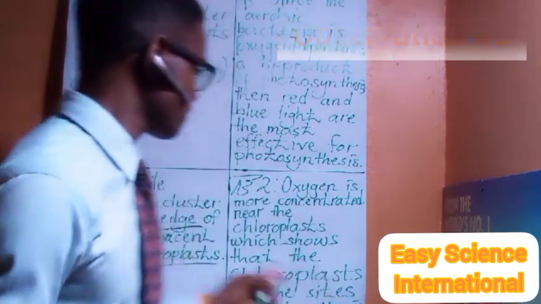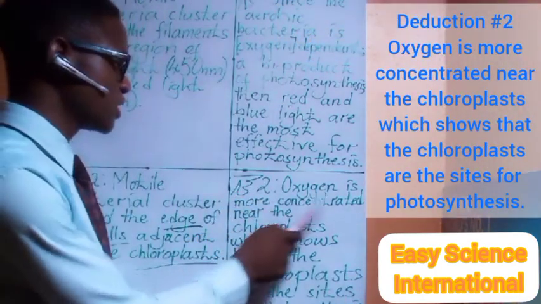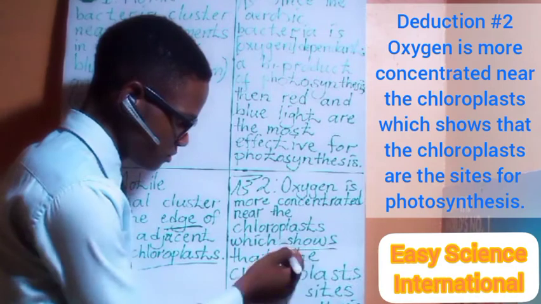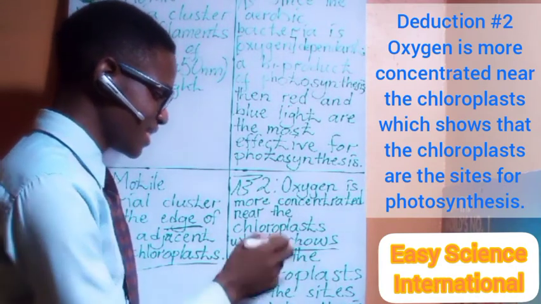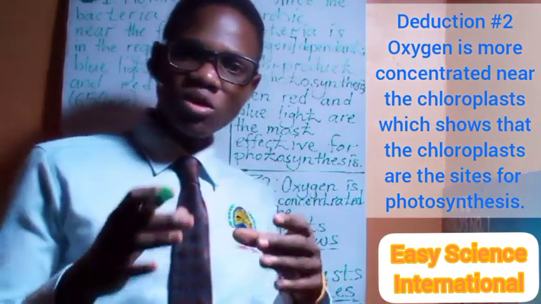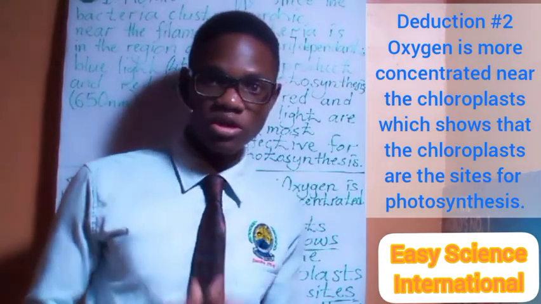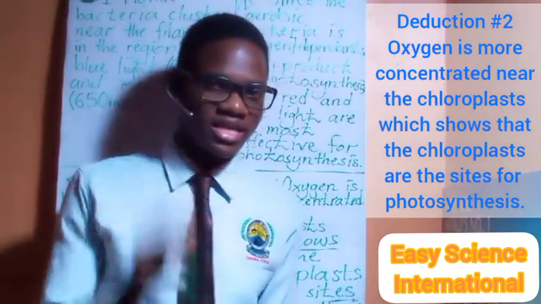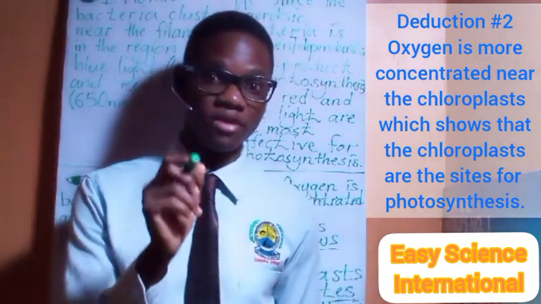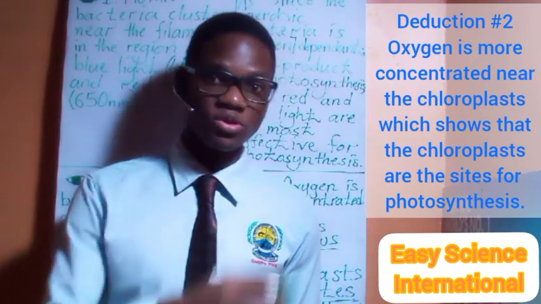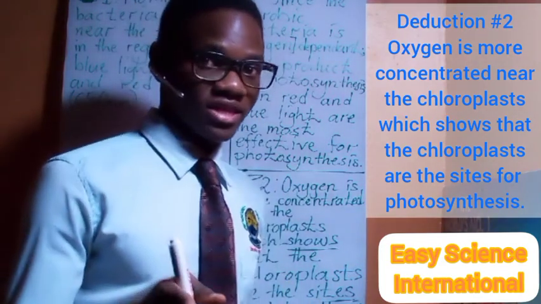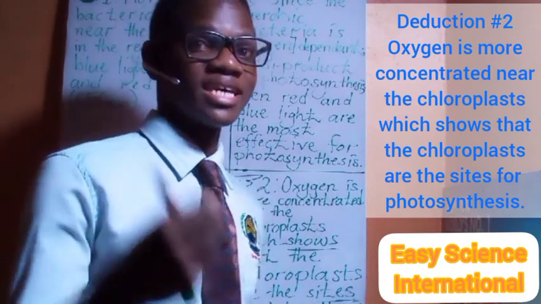Why? Deduction 2. Oxygen is more concentrated near the chloroplasts. This shows that the chloroplasts are the sites for photosynthesis. So, since oxygen is highly abundant in high concentrations around the chloroplasts, this implies that, true, the chloroplast is the site for the process of photosynthesis, not anywhere else. So that's our second observation and second deduction.